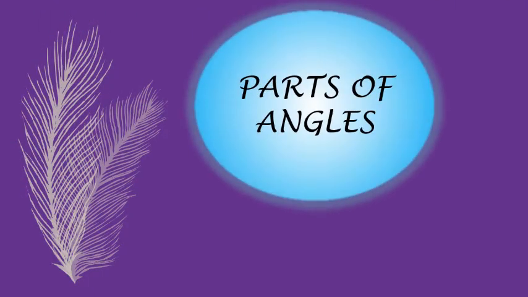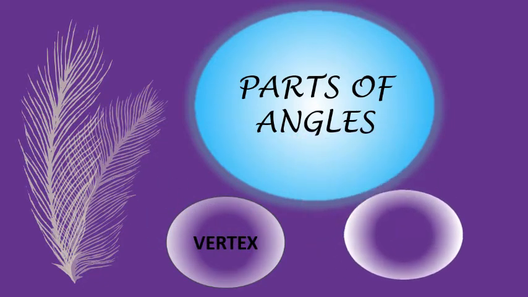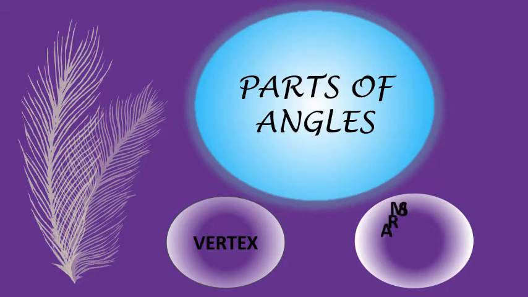In the next slide I will teach you some parts of the angle. The first part we have is the vertex, and the second is the arms. These are the two main parts of an angle.